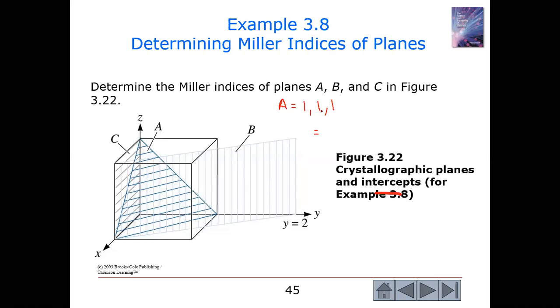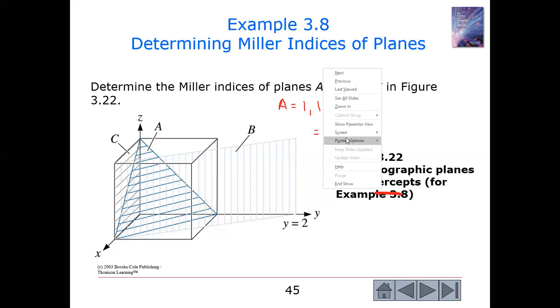So the second step is to take reciprocals, so the reciprocals will result in the same thing. The third step is to clear fractions, so there are no fractions. And the fourth step is to enclose it in parentheses, right? So it is (111) plane. Now, let's do B.